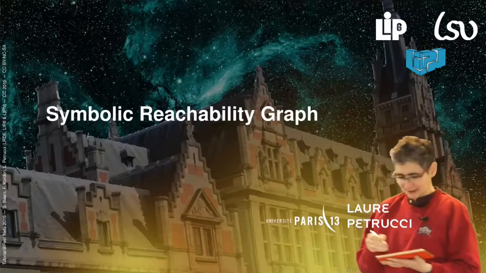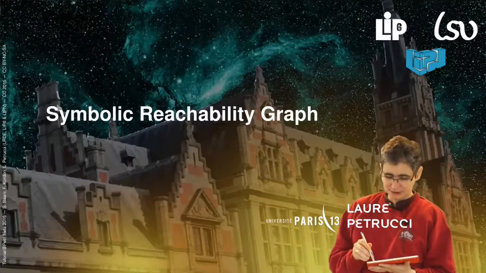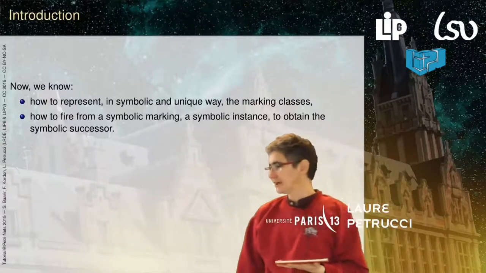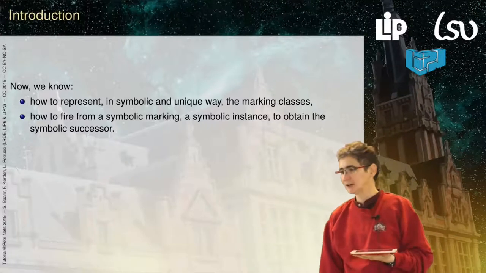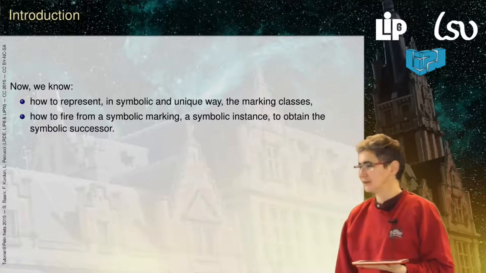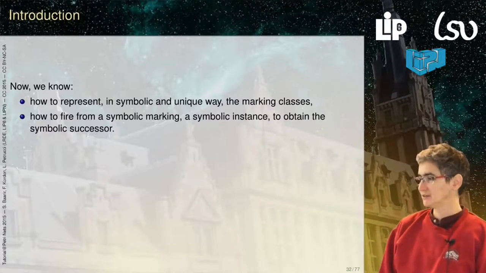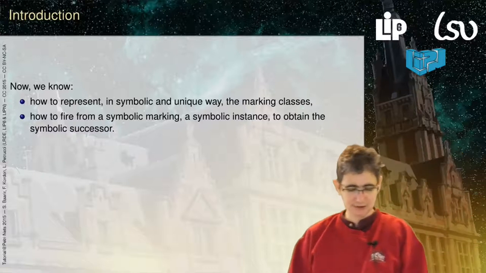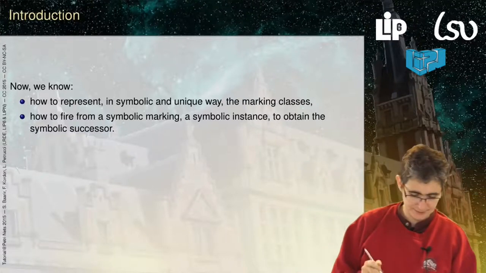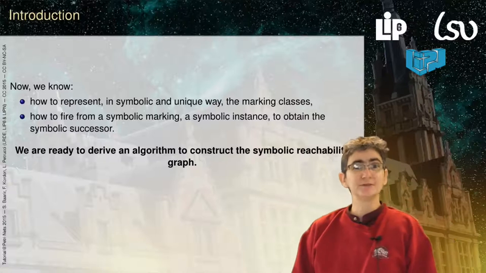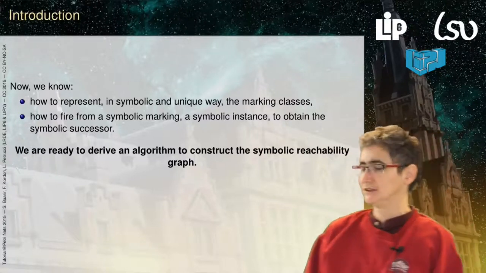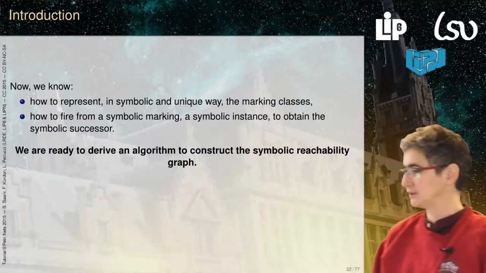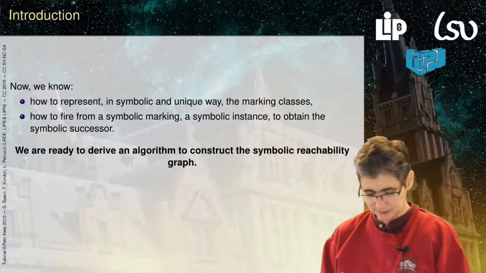Okay, now let's define the symbolic reachability graph. Up to now, we know how to represent in a symbolic and unique way the marking classes, and how to fire from a symbolic marking a symbolic instance in order to obtain a symbolic successor. So we have all the elements that are necessary to derive the symbolic reachability graph, and we'll see the algorithm.